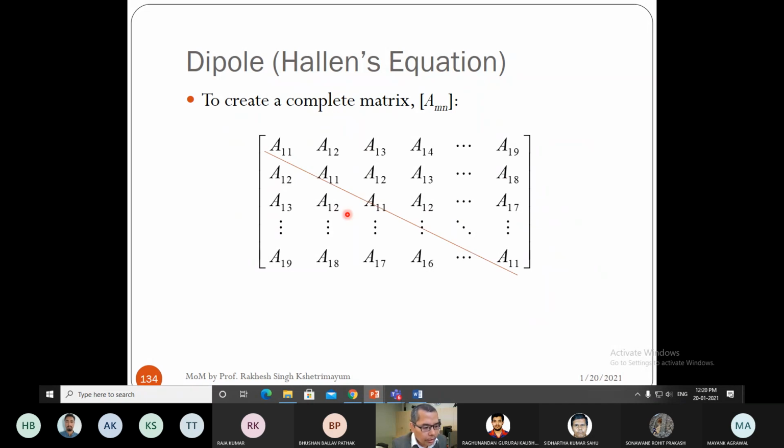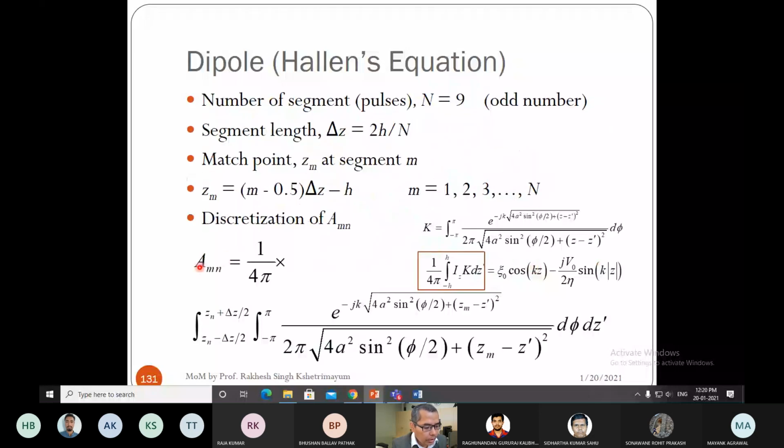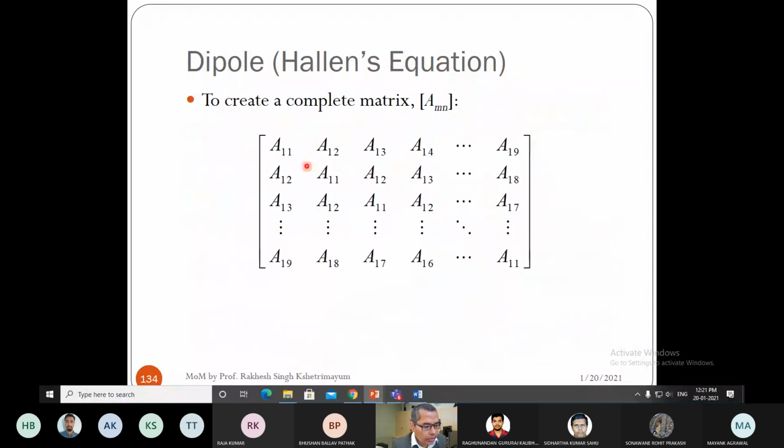One point to be noted here: the diagonal element is always the same. You just calculate the first diagonal element, and you can fill up all the diagonal elements here. Why is that so? Let's go back to the expression we have for the A matrix. Looking at A_mn here, the only term which is dependent on the source and observation point is Zm minus Z dash. All other terms are equal. So only Zm minus Z dash depends on the source and observation point. But if your source and observation point are at the same interval, then this Zm minus Z dash will always be equal. So that's why the diagonal elements are all equal here. So we got the Z matrix.